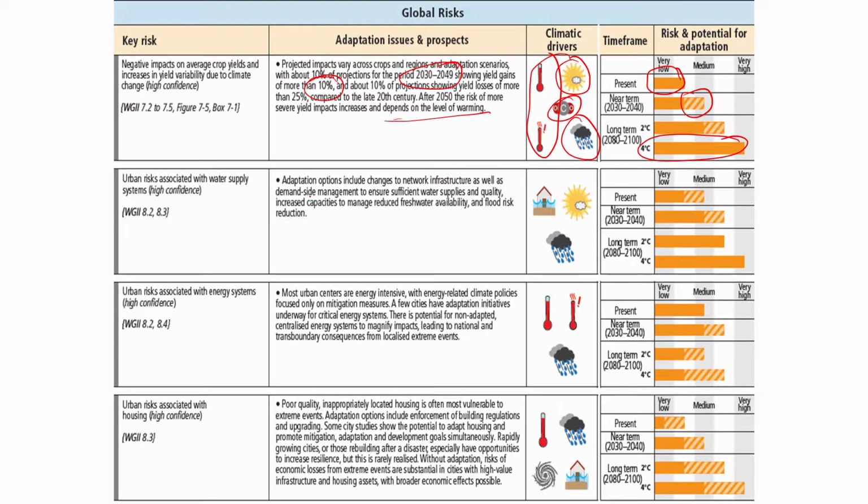Urban risks in water supply systems, already many issues becoming obvious. So, this depends on adaptation strategies for network infrastructure, demand side management. So, getting people to learn to use water carefully and sustainably, ensure sufficient water supplies and quality. Again, as temperatures increase, water quality has to be monitored very carefully because pathogens also increase. So, flood risk reduction also has to happen because every time there is a flood, the water quality gets severely affected and disease incidences go up.